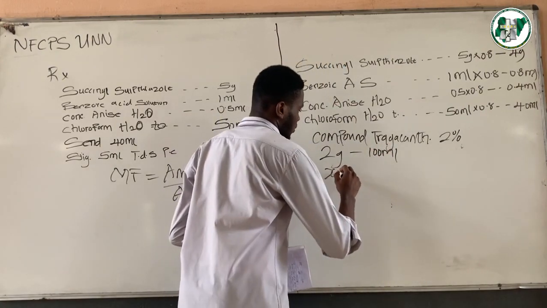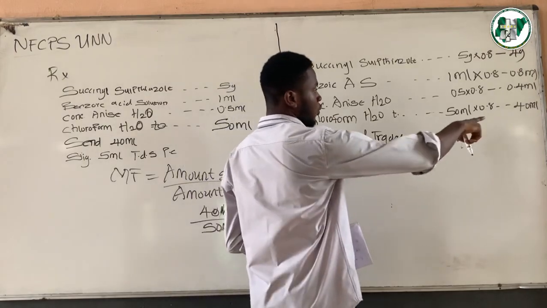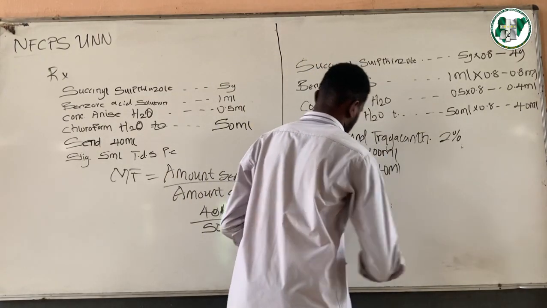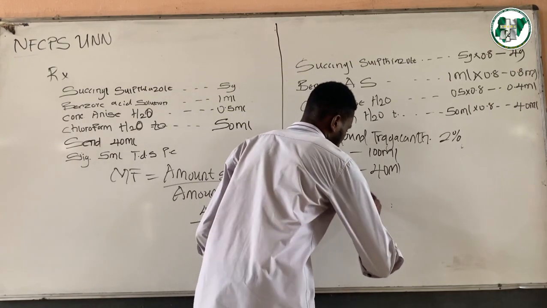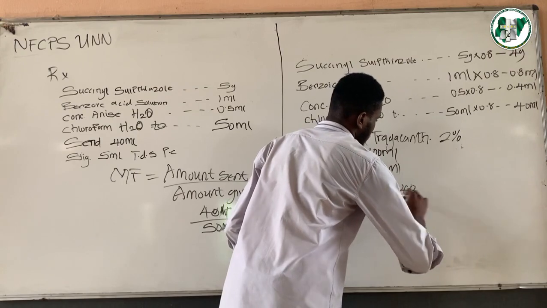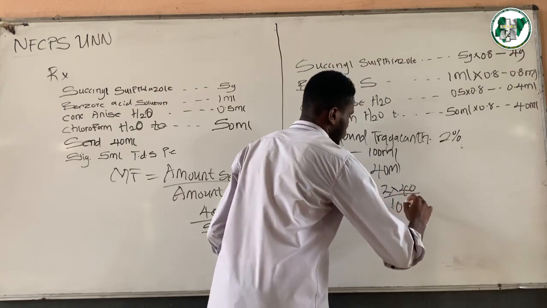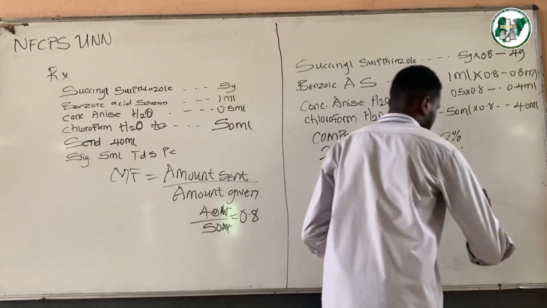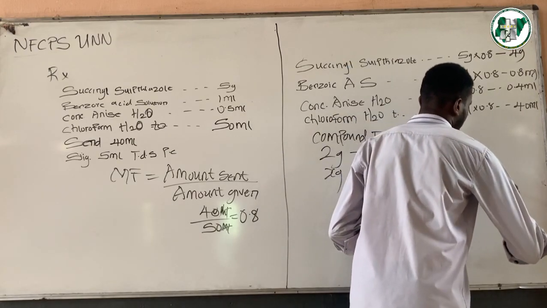So how many gram do we need for a suspension of 40 ml? We cross multiply: x is equal to 2 multiplied by 40, which is 80, divided by 100. 80 divided by 100 gives us 0.8 gram of compound tragacanth.